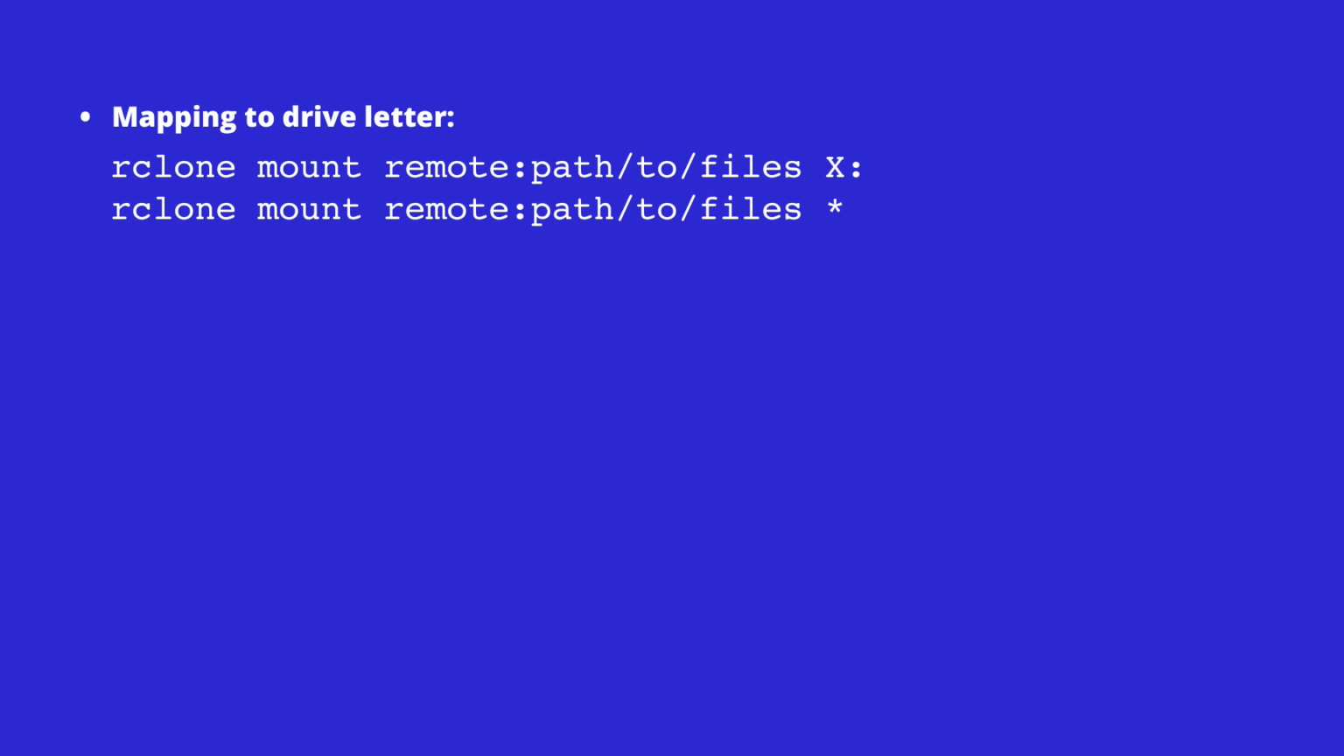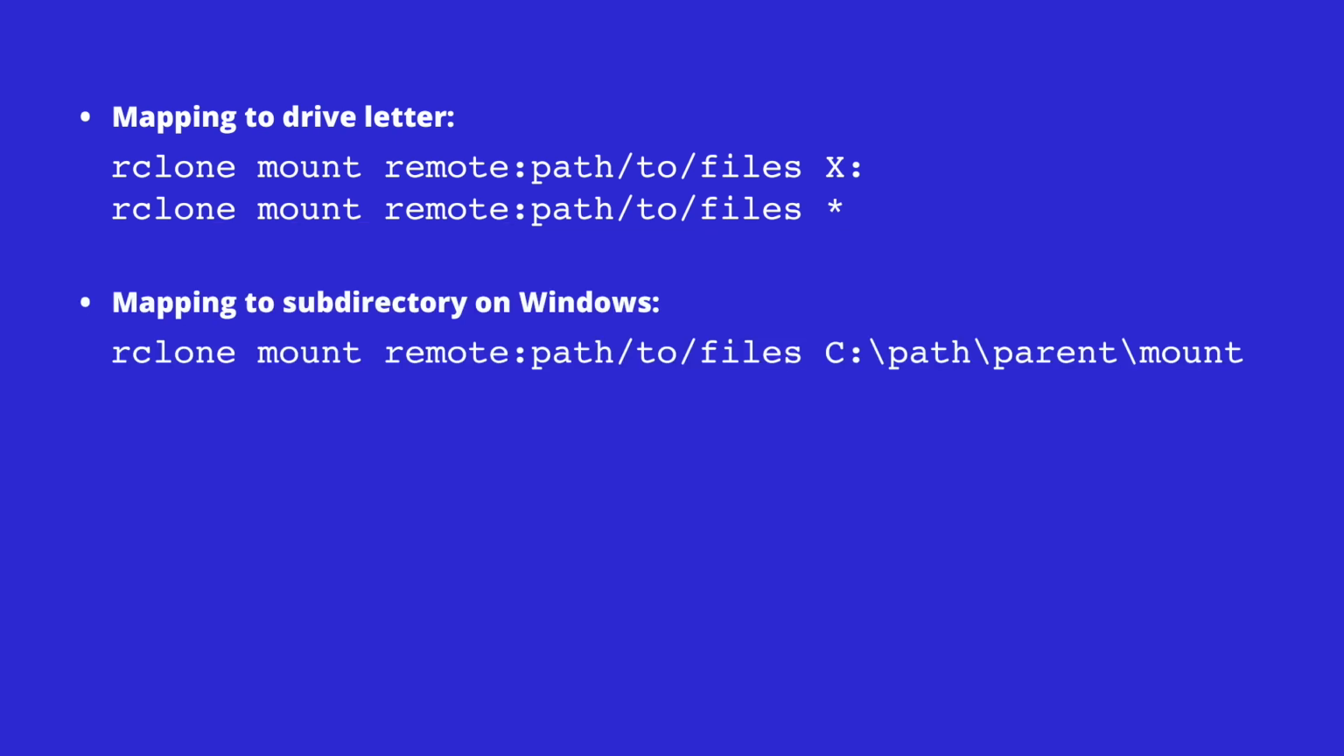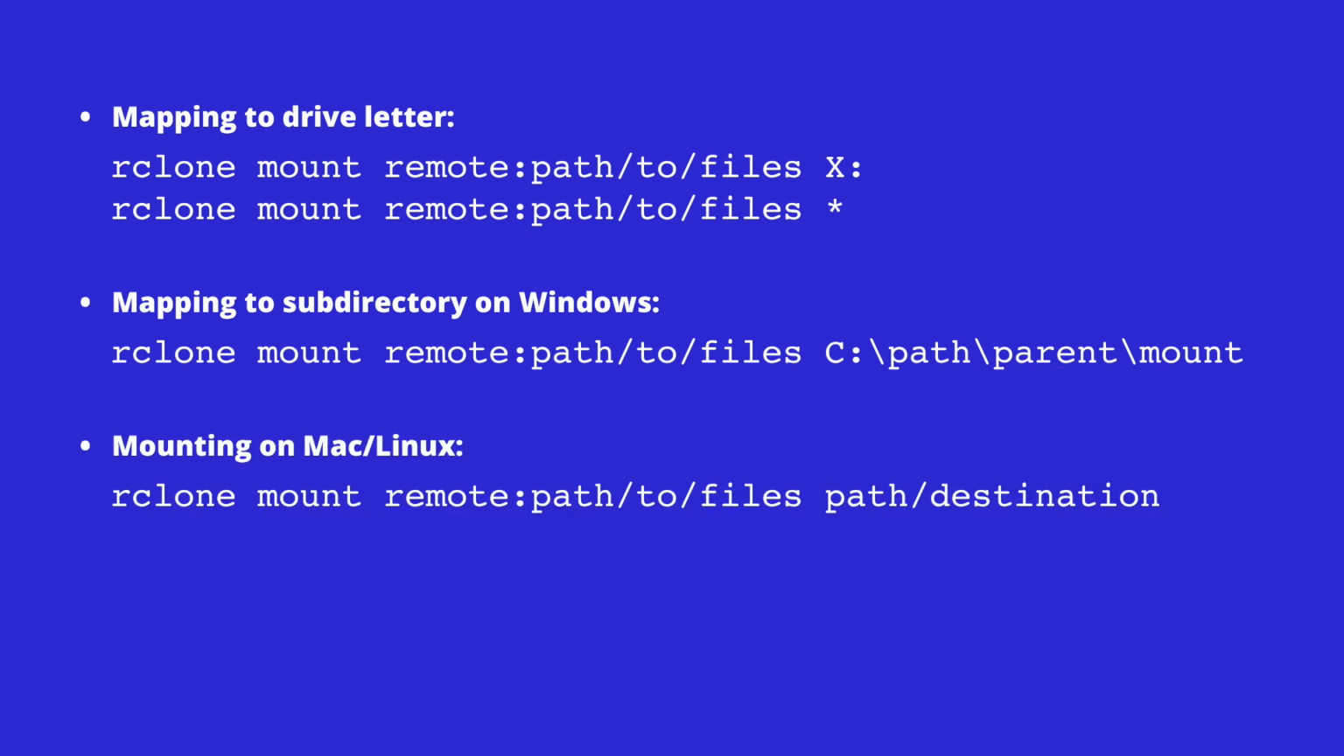With drive letters, you can either set a chosen letter or let the system assign the next available letter using the asterisk. If you're mapping to a subdirectory, the set path needs to point to a non-existent subdirectory of an existing parent directory or drive. For Mac or Linux, the only thing you'll do differently is make sure your mounting destination is an existing and empty directory.